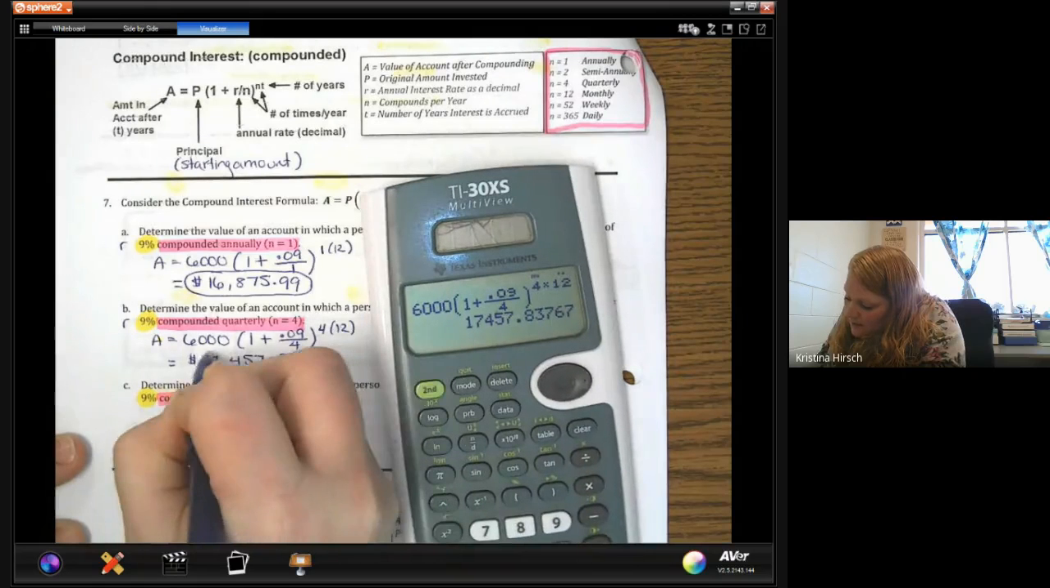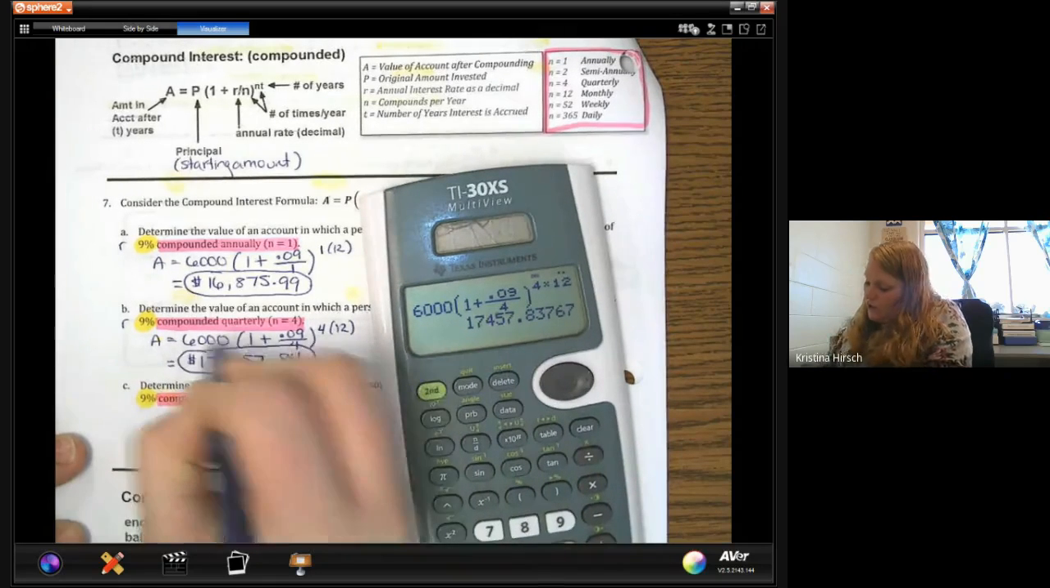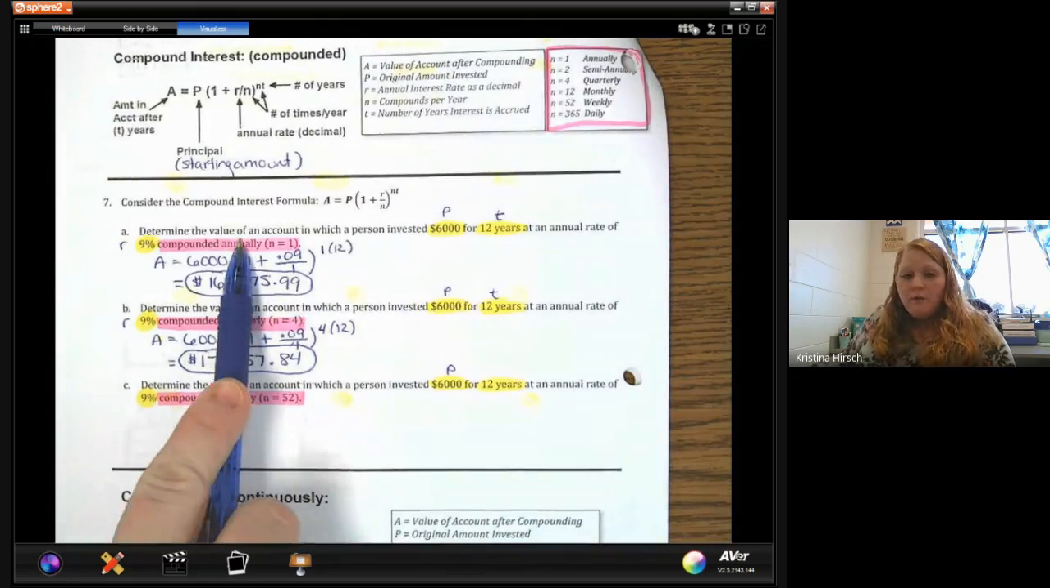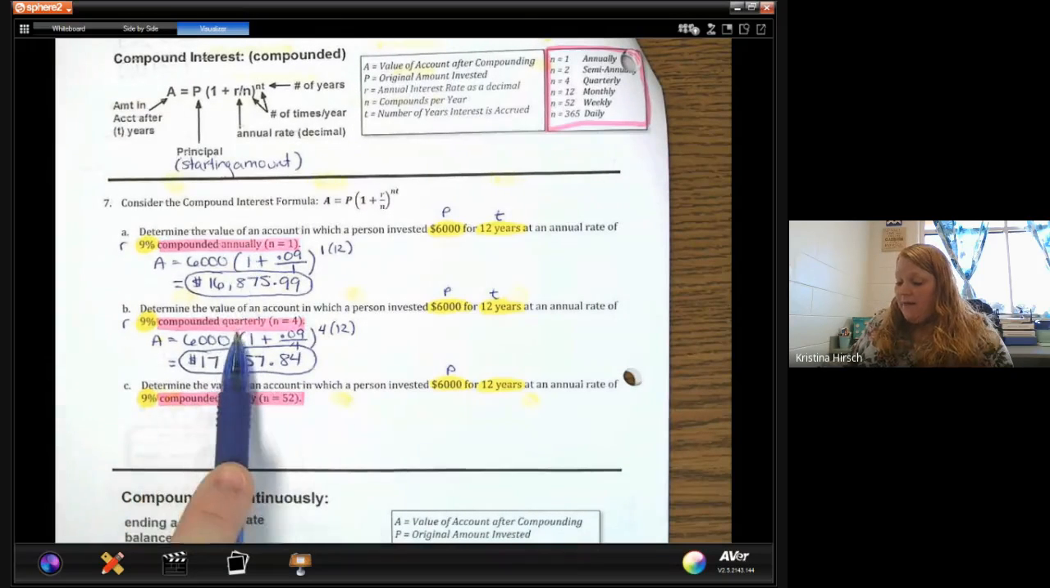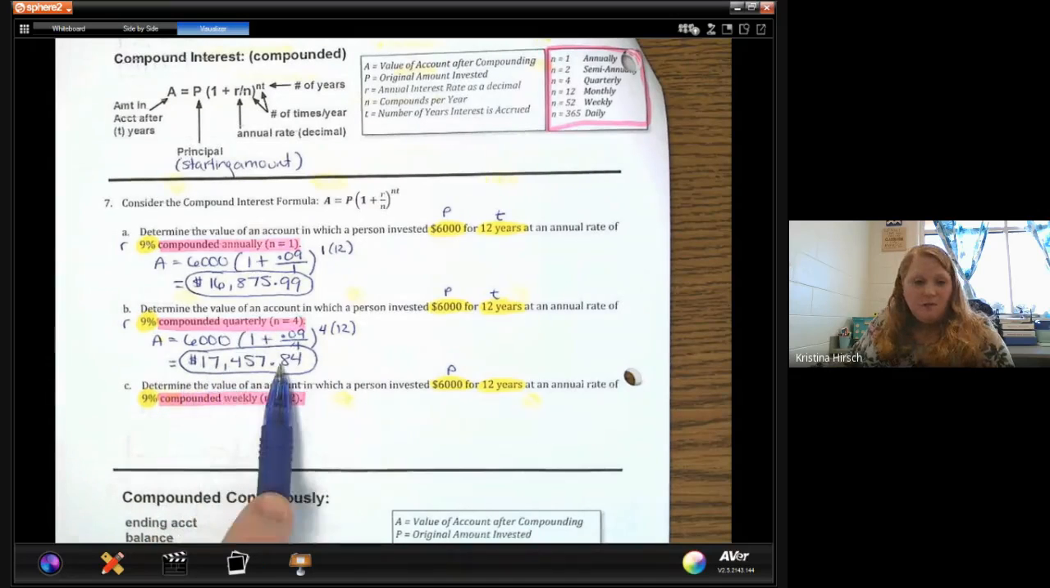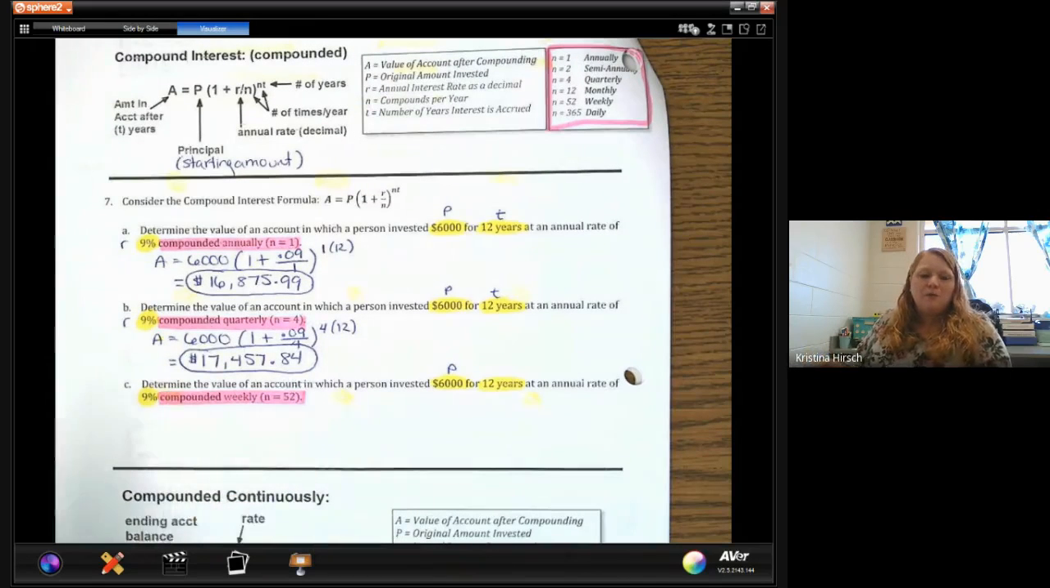So significantly more, right? So would you rather have your money in a bank that compounds annually, or would you rather have your money in a bank that compounds quarterly? Well, definitely quarterly, because that's going to give me more money. Even though this percentage is not realistic, you can at least see that the amount goes up. So if it's my money, I'd rather it be quarterly than annually.